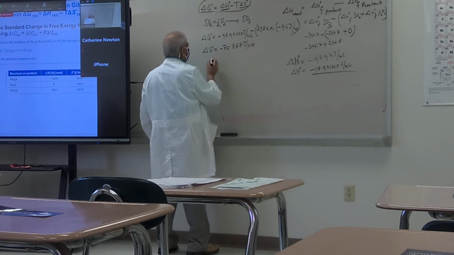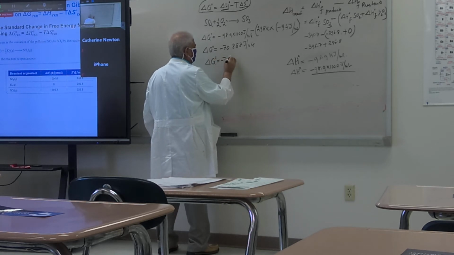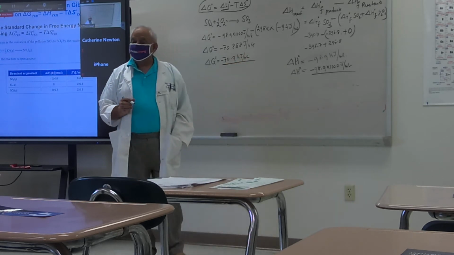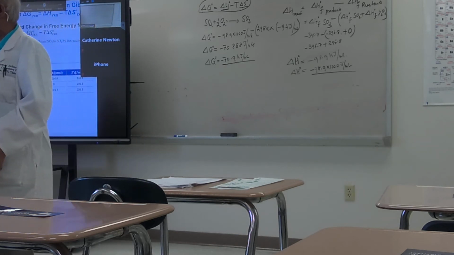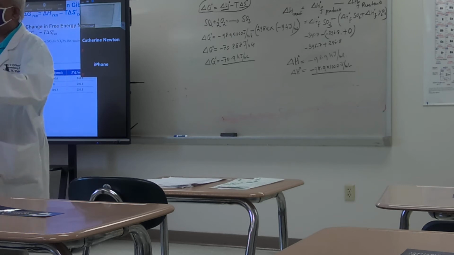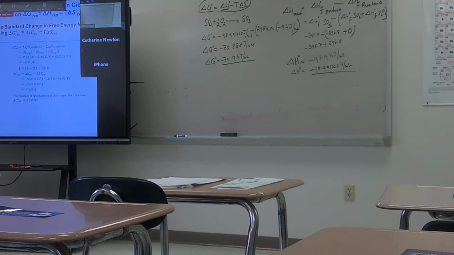Can you convert this into kilojoules now to get the final answer? Negative 70.9 kilojoules per mole. That is your answer. Now the question is, is the delta G a negative number or a positive number? Negative. If the delta G is negative, then what is your conclusion? Spontaneous or non-spontaneous? Spontaneous. So you need to practice as many as possible. Okay, you got 70.9, correct? Yep. Negative 70.9, that's the right answer.